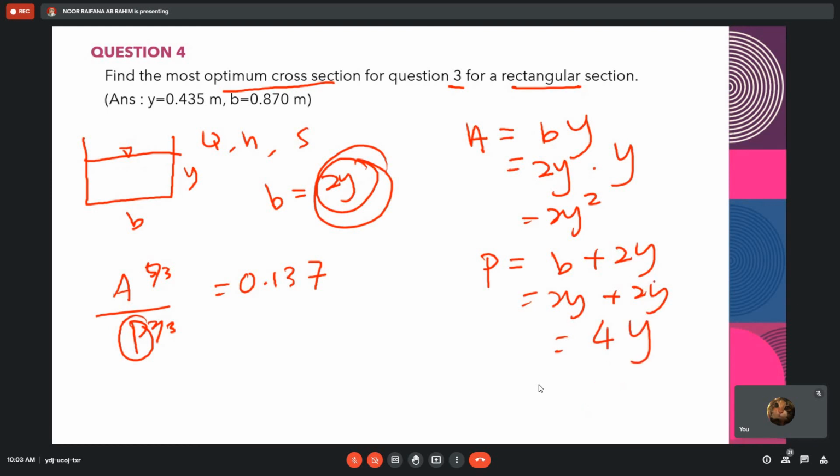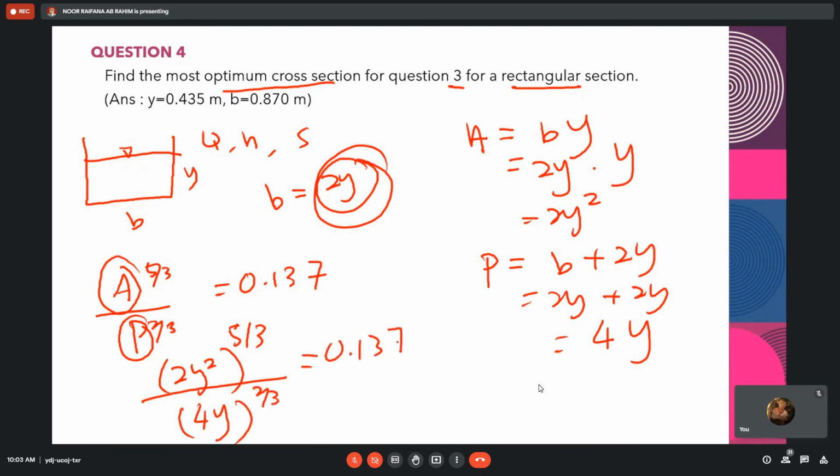Okay. So kita substitute lah. You substitutekan ni. So this one is area. Area is (2Y square) power 5 over 3 and then the P is (4Y) kuasa 2 per 3 equal to 0.137. So kalau you solve kan ni, you akan dapat dia punya Y. Bila dah dapat Y, boleh kira B. So dapatlah jawapan ni. Okay, so saya cuma bagi idea macam dia nak buat. You kena buat sendiri, okay?